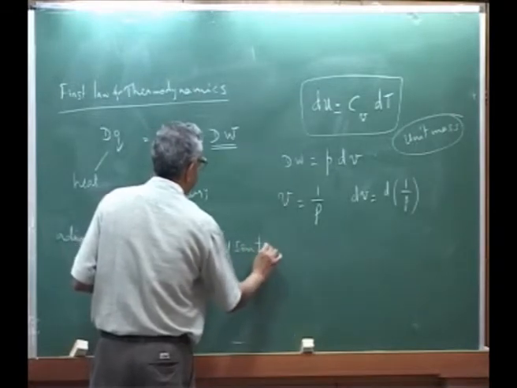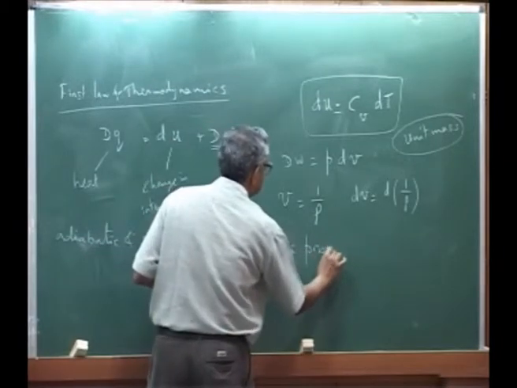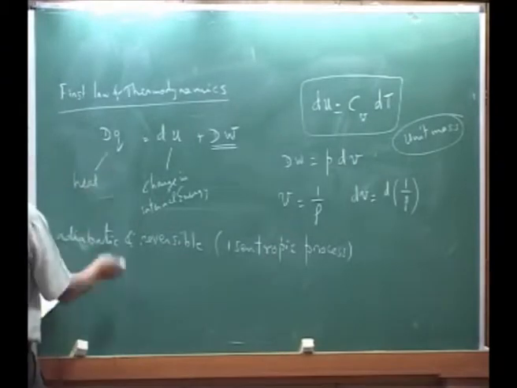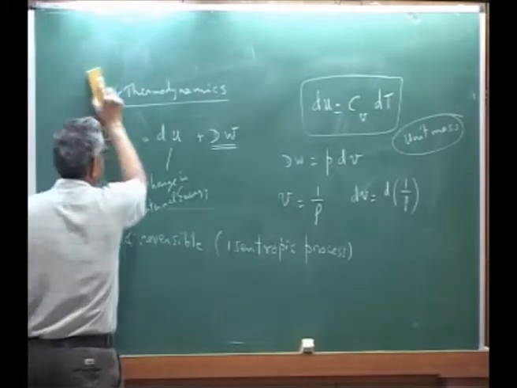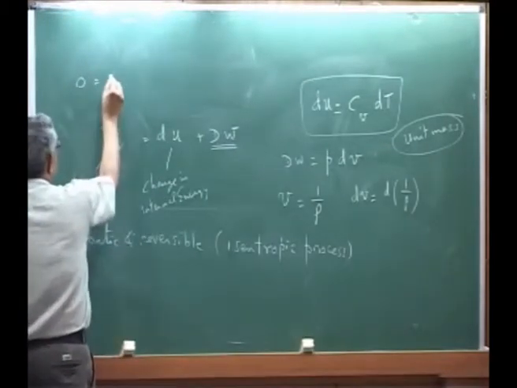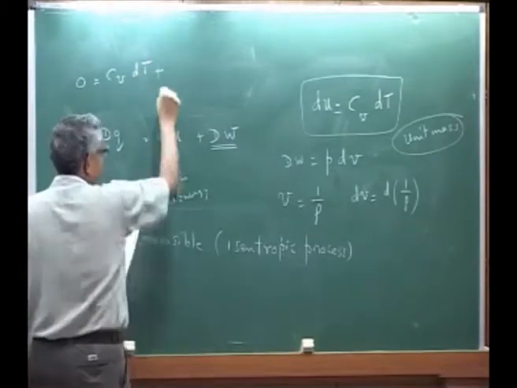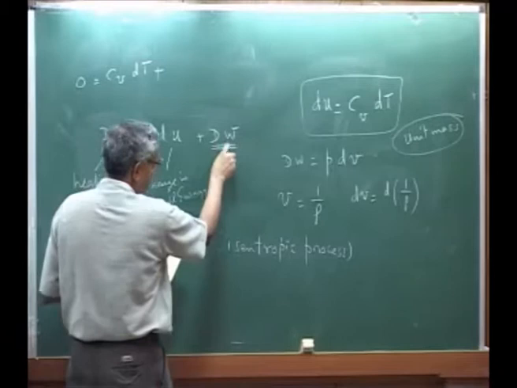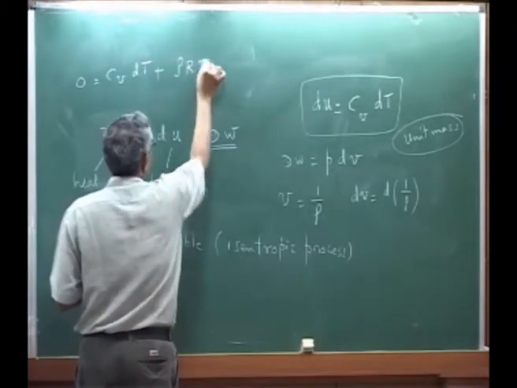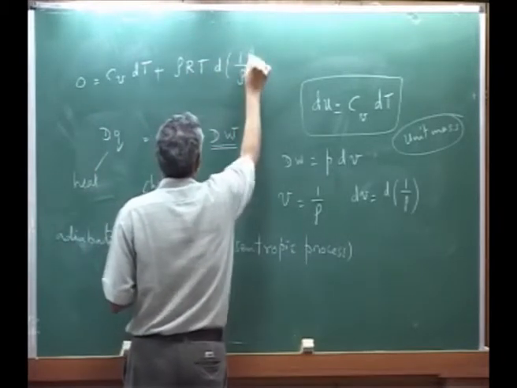Isentropic process, which means my dq is 0. I will write the equation in this form: 0 equals cv dT plus pressure, dw is p dv, p is rho R T, dv is d of 1 by rho.